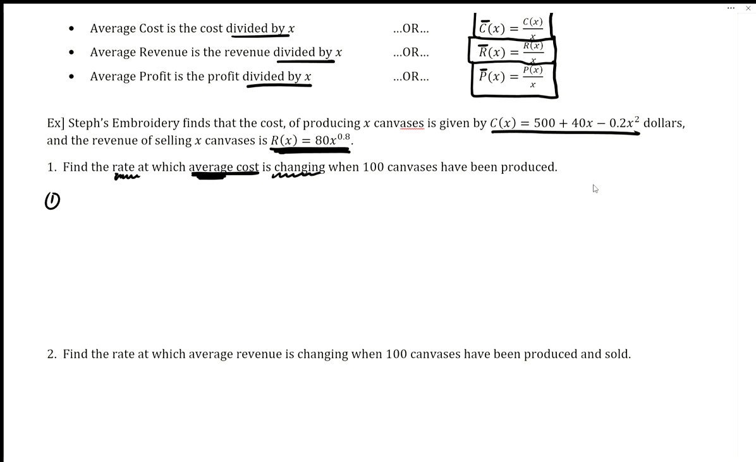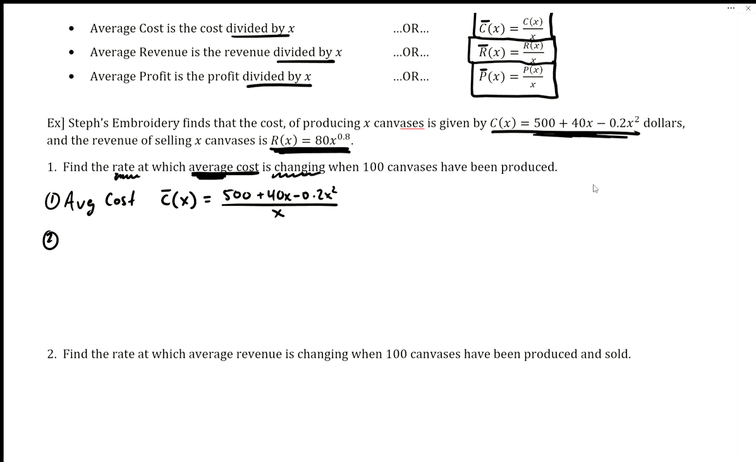Okay, so first thing, let's just get the average cost. I'm going to abbreviate average cost as C of x with the bar over C. And then you take your cost function. So we've got that right here. So 500 plus 40x minus 0.2x squared over x. So there's our average cost. That's it.